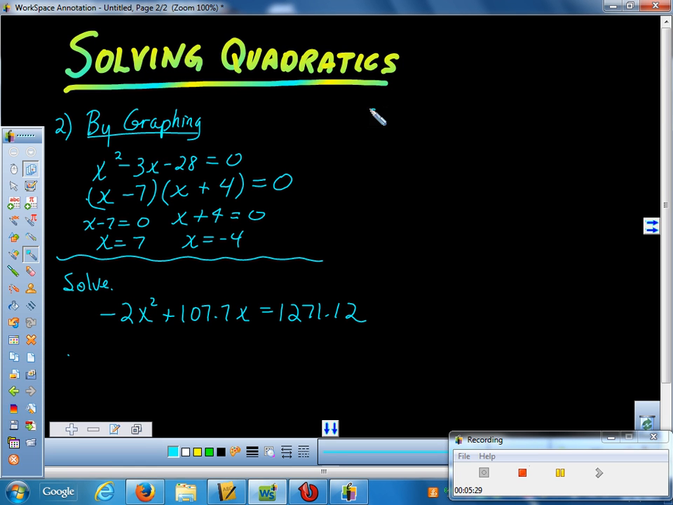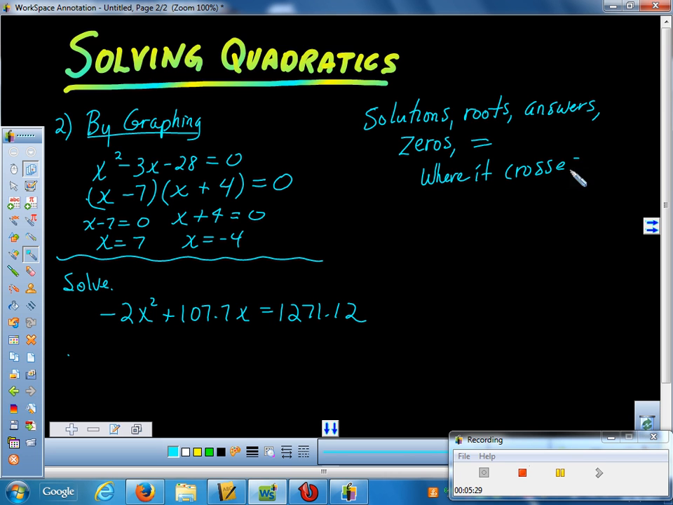And remember, what were the names the other day for the solutions to an equation? They could be solutions, they could be roots. Answers, what's another name? It's an important name. Starts with a Z. The zeros. Solutions, roots, answers, zeros. That's probably most of them. In all cases, your solutions are where it crosses the x-axis. Every single time.